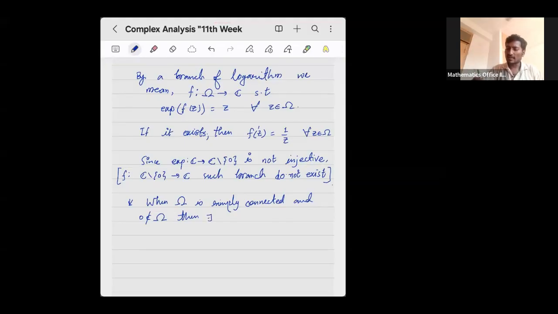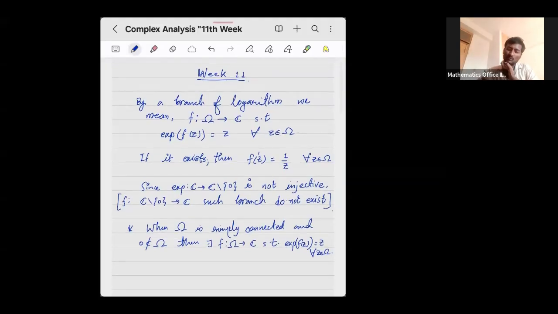There exists f from omega to C such that e to the power f of z becomes z for every z belonging to omega. Okay, so such a branch of logarithm exists when omega is simply connected and 0 does not belong to the given domain. Fine. So simply look at this domain.